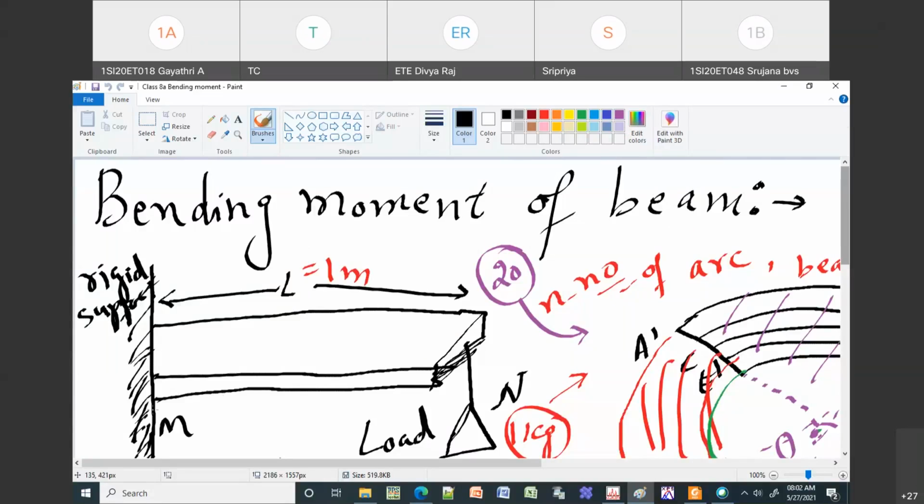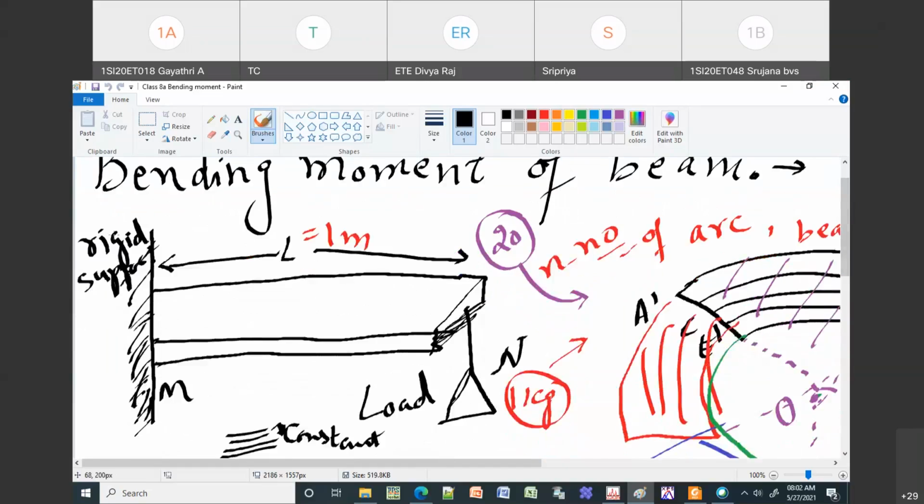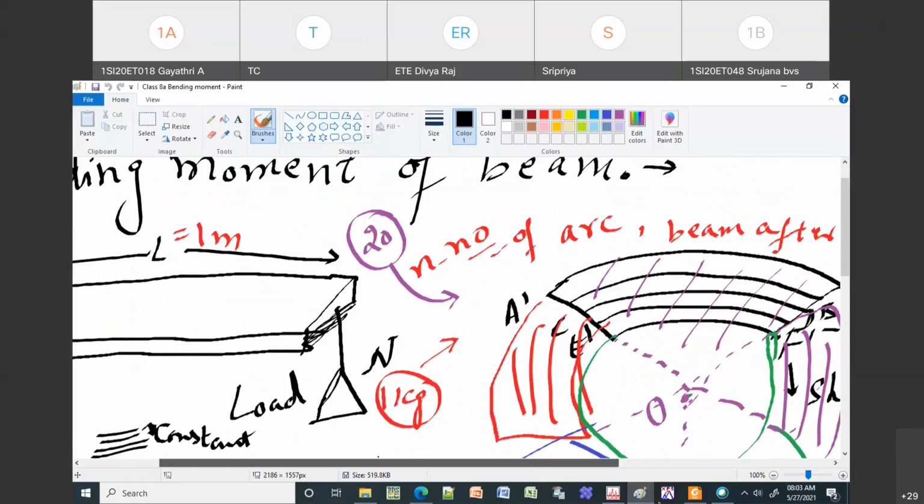Cantilever in the sense we fix one end to a rigid surface. A rigid surface is where it is not going to move, or it cannot change its position. Then you take the other end of the beam and you can apply the load here. So in this case, what happens? Your beam is going to bend, and even after removing the load, we'll have bending of the beam.